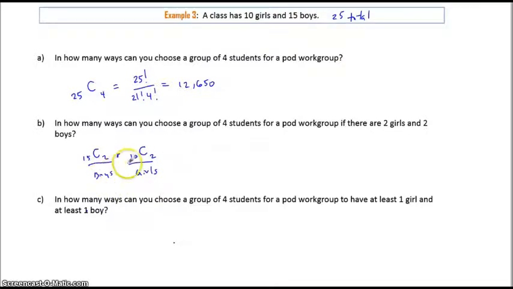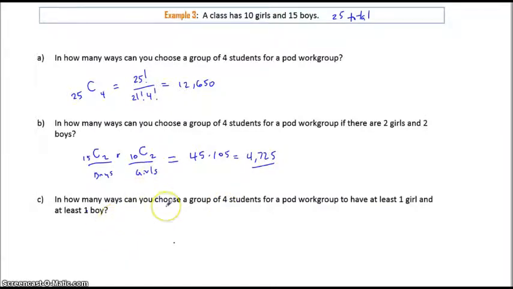Number of ways of choosing the boys times the number of ways of choosing the girls. If we do the math on that, you're going to get 45 times 105 equals 4,725. A good check is this number definitely should be smaller than the previous number, which is all possible groups. This is just the groups with 2 girls and 2 boys. That's a reasonableness check. If that number turned out to be bigger, clearly we did something wrong somewhere.